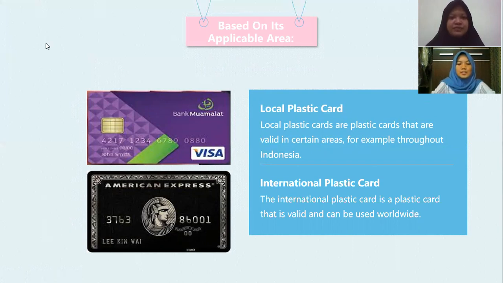The next point is based on its applicable area. First, local plastic card. Local plastic cards are plastic cards that are valid in certain areas, for example, throughout Indonesia. Second, international plastic card. The international plastic card is a plastic card that is valid and can be used worldwide. For example, Visa, American Express, Carta Balance, MasterCard, and Diners Club. Next slide, please.